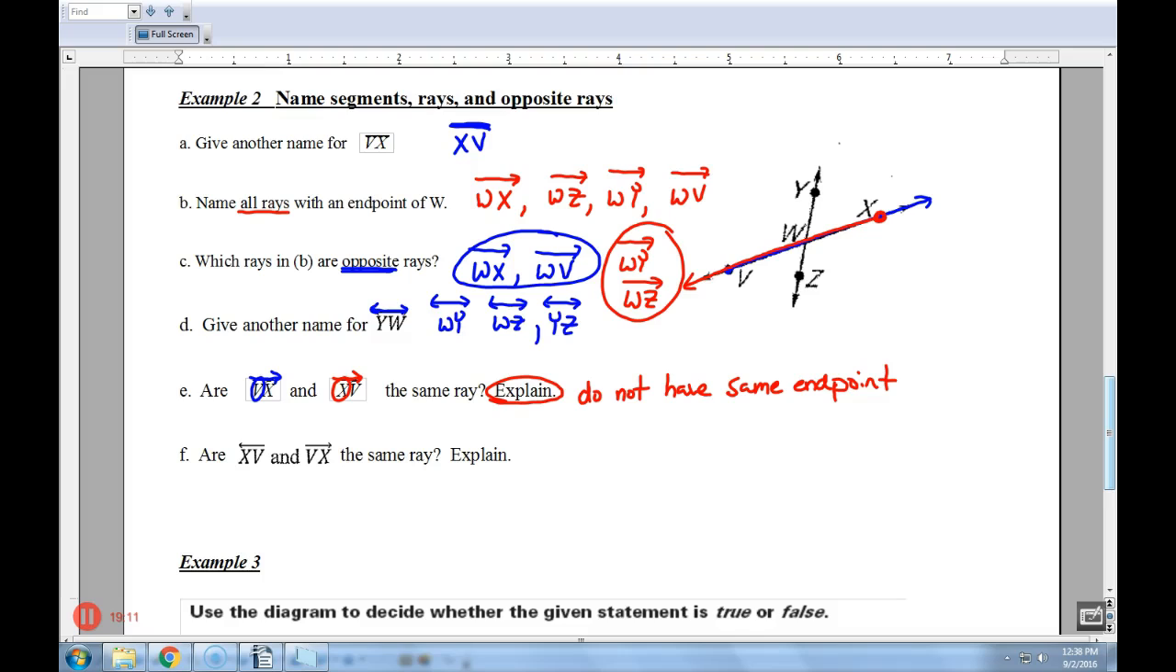Alright, let's move down to part F. We're getting closer to wrapping these notes up. Are XV and VX the same ray? Explain. Well, they're trying to trip us up a little bit here. Technically they are, because when I look at my notation, V is the endpoint and it goes forever through X. And over here, V is the endpoint and it goes forever through X. So yes, they're the same ray, but it's kind of like in English what you would say is bad grammar. You're not going to meet many mathematicians or math teachers or students that are going to ever draw a ray looking like this. So a little bit of a trick question.